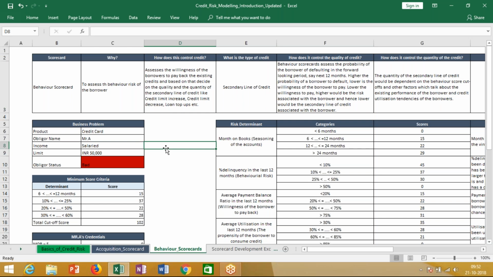So the question that comes out is that Tanma, you have been talking about assessing the willingness to pay, and talking about the secondary line of credit and all, but how does it actually control the quality of the credit? So behavior scorecards assess the probability of the borrower defaulting in the next 12 months. So higher the probability of a borrower to default, lower is the willingness of the borrower to pay. And lower the willingness to pay, higher would be the risk associated with the borrower, and hence lower would be the secondary line of credit associated with the borrower.